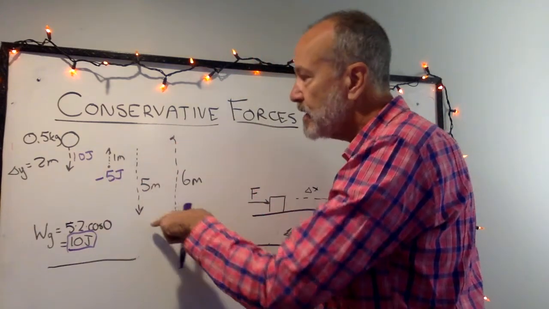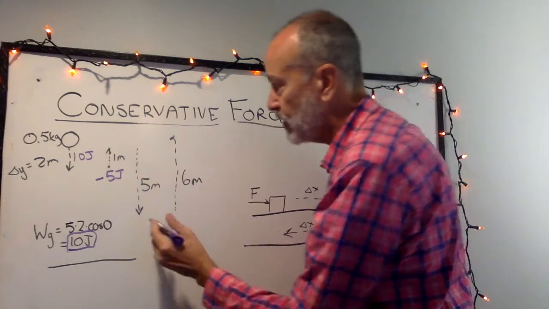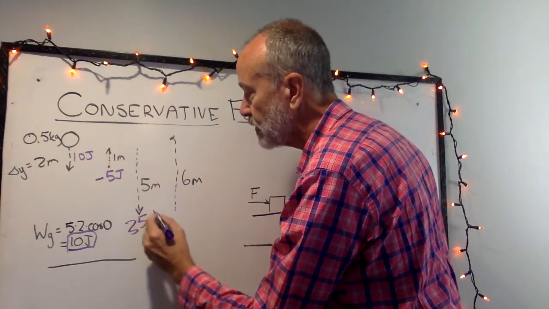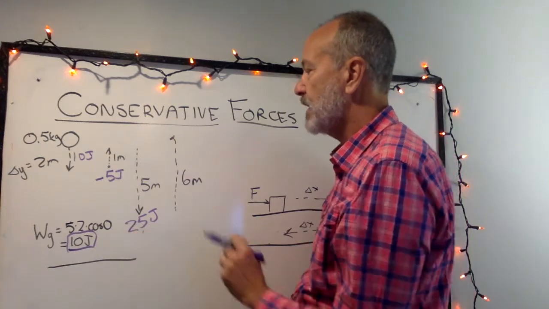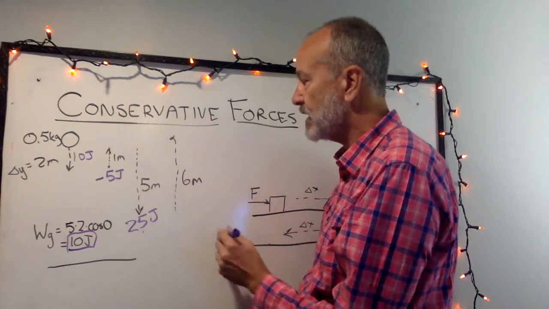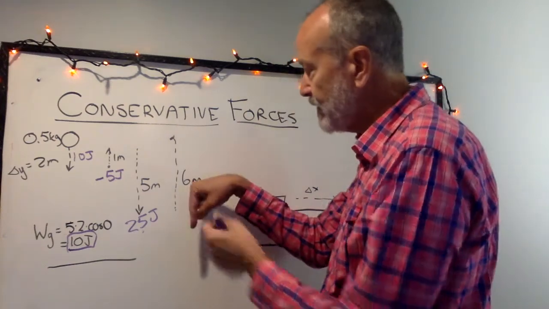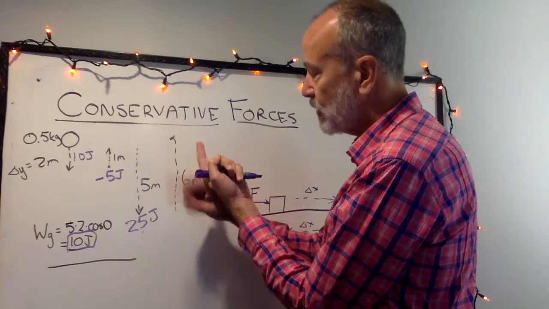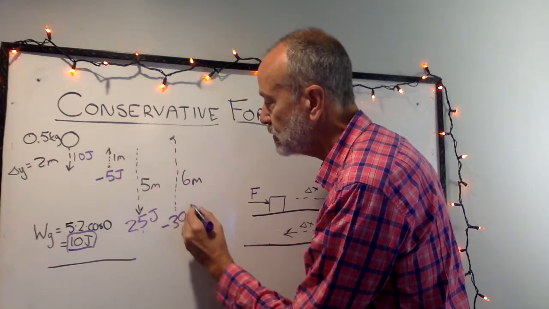Then I do this one: 5 times 5 times cosine of 0, 25 joules. Looks like a 35, but it's 25 joules. Positive, because they were in the same direction. And then I lift it up 6 meters: 5 times 6 times cosine of 180, negative 30 joules.